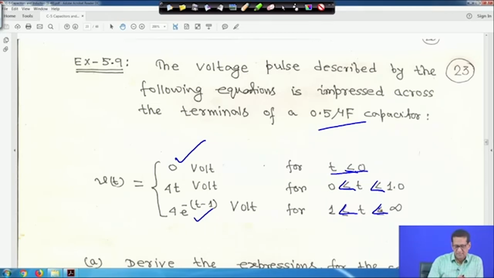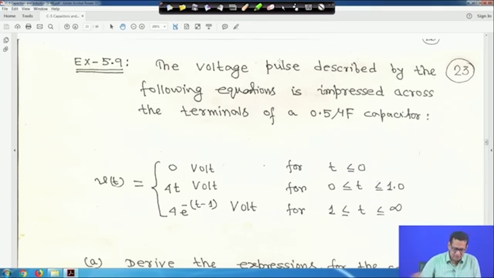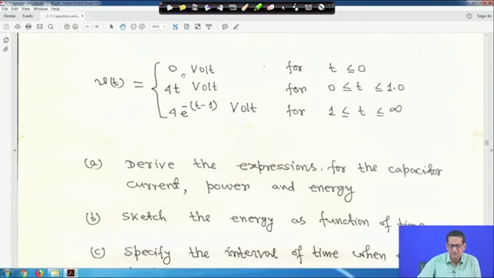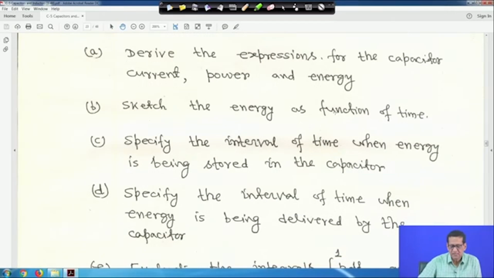So, let me clear it. You have to find out a few things. First, v(t) is 0 volt for t less than 0, and 40 volt when t is greater than 0 and less than 1, and 4 e to the power minus (t minus 1) for t greater than 1 and less than infinity. So, you have to derive the expression for the capacitor current, power and energy. This is the first thing.